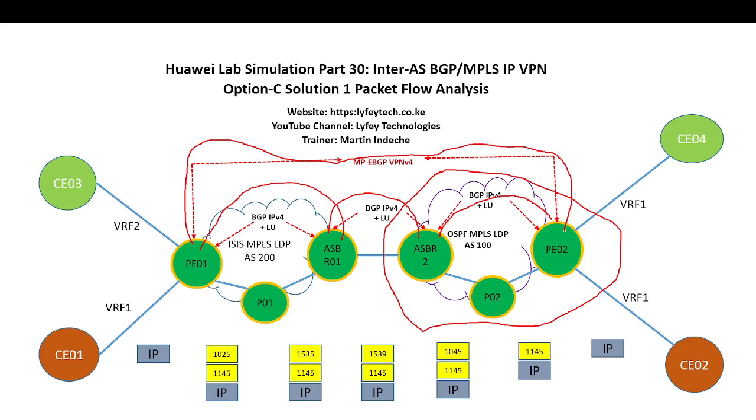Then we have different CEs. We have two VRFs that we are using to simulate. So we have C01 and C02 in VRF01, and we have C03 and C04 in VRF02. So these are simulating the customers on our network. Remember, the main objective of this lab is to ensure that customers in the same VRF are able to communicate without any problem, but customers in different VRFs should not be able to communicate.